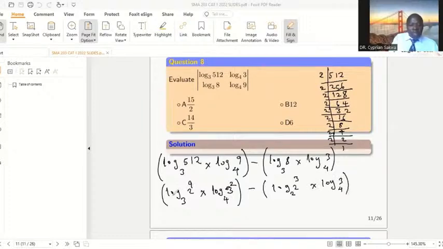Now, using the laws of logarithm, we know that this one can be written as 9 multiplied by the log of 2 to the base 3, and this can be written as 2 log of 3 to the base 4, minus, this can be written as 3 log of 2 to the base 3, times log of 3 to the base 4. The base was 3.